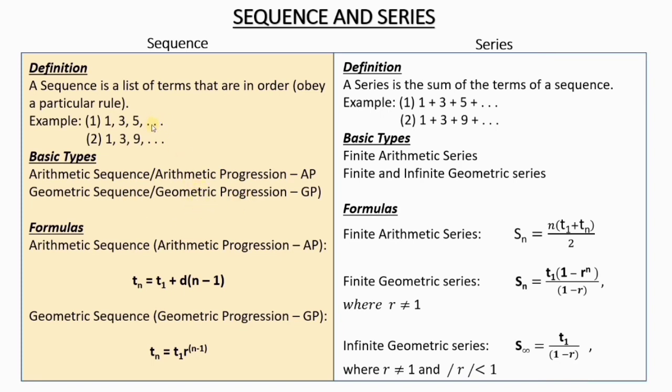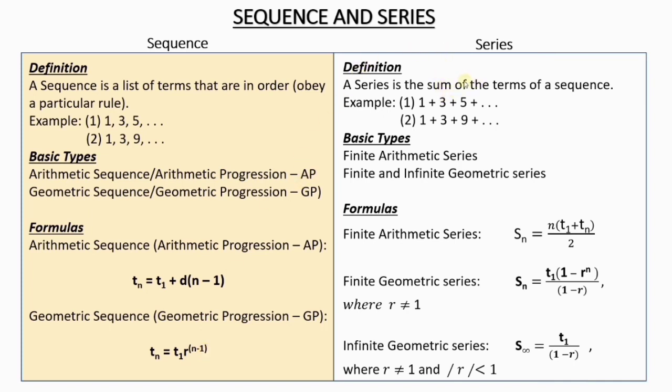If we intend to find a particular term of an arithmetic sequence, we use the formula Tn equals T1 plus D times (n minus 1). Tn is that term, T1 is the first term, D is the common difference, and n is the number of terms. If it is a geometric sequence, then we use this equation: Tn equals T1 multiplied by r, which is the common ratio, to the power of n minus 1.